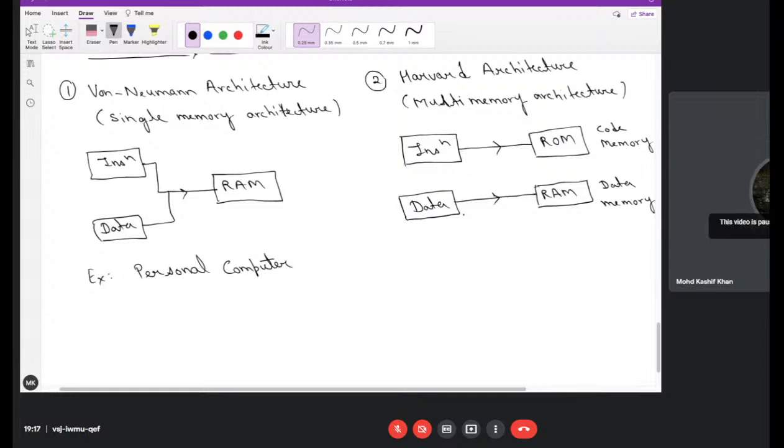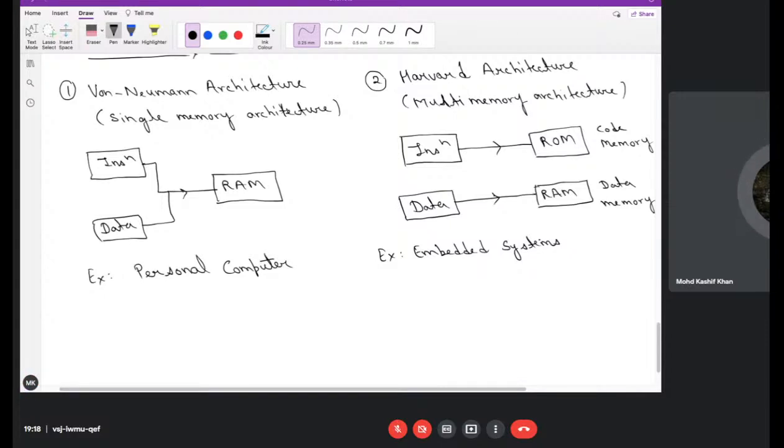Just draw this diagram under the Harvard architecture, and its example is embedded systems. So you can see two types of architecture based on the program storage. One is von Neumann, which is also known as single memory architecture. The other is Harvard architecture, which is also known as multi-memory architecture.